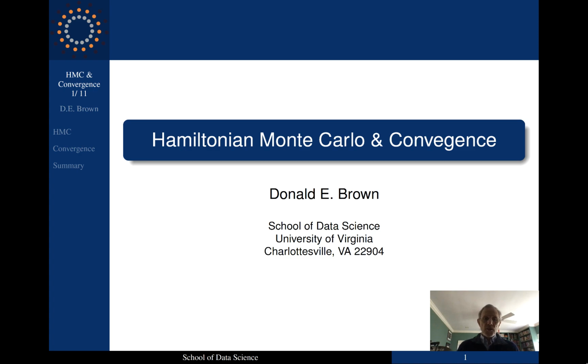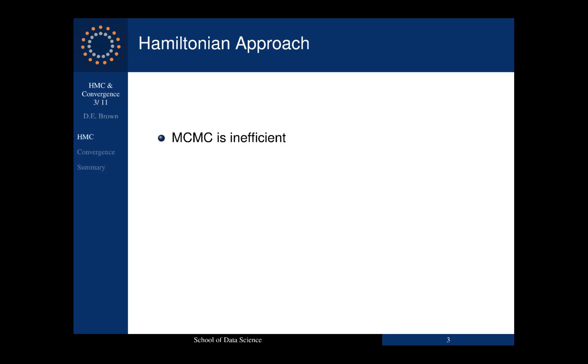So in this video lecture, we turn to one of the more advanced and effective new methods for Markov chain Monte Carlo, known as Hamiltonian Monte Carlo, and we'll also talk about convergence. Markov chain Monte Carlo is very nice. It gives us very accurate estimates for even complex probability distributions, but it is also inefficient. It takes a long time to get those accurate answers.